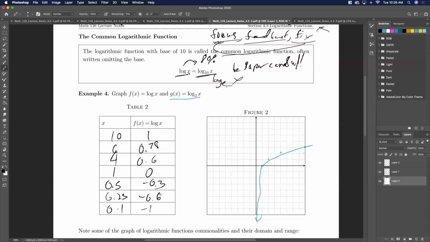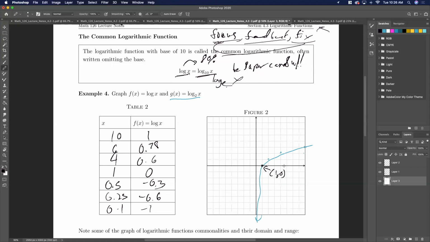And so what do we find out here? Well, here we'll plug in, here we go through this point. So all logs go through this point of 1, 0. And the reason is all exponentials went through the point 0, 1. So it flips. So all logs go through this point.